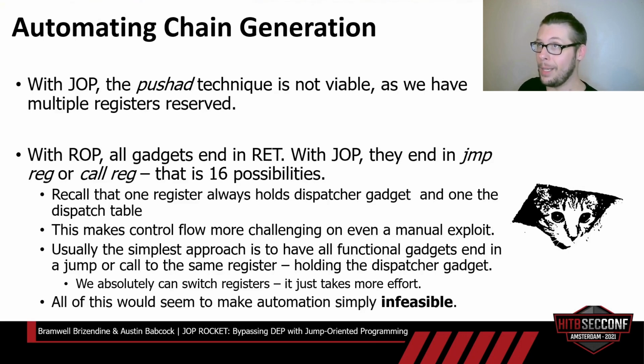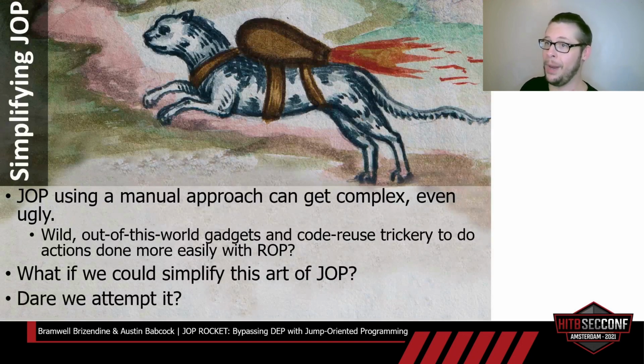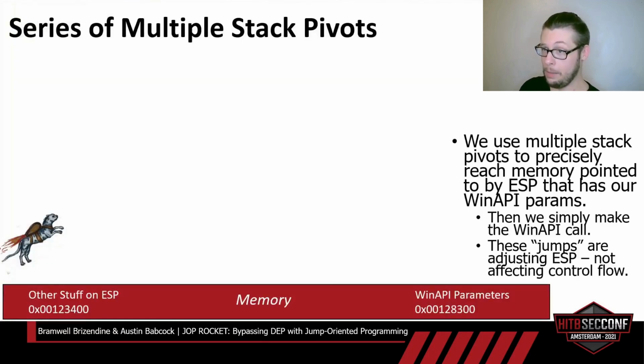So it really seems that all of this would maybe make automation infeasible because all of these different registers could be used for different purposes, and how do you keep track of all of that? It sounds like too much, except, well, maybe it's not, because it really begs the question then, can you simplify JOP? Do you have to embrace the kind of manual technique that Austin showed you, or is there a simple path that could be an alternative? And there is. And it's utilizing a series of multiple stack pivots. So let's check this out.